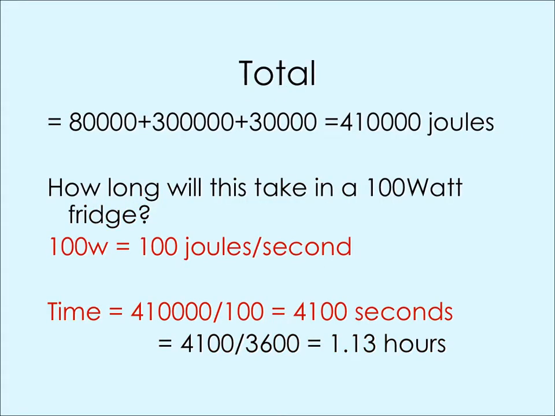We add them together. And then how long does it take to do it? Well, it was, what is it? I don't know, 100 seconds? No, 100 watts. That's it. So you've got the number of joules it takes. The fridge works at 100 watts. You divide by the 100 watts, it gives you the time.